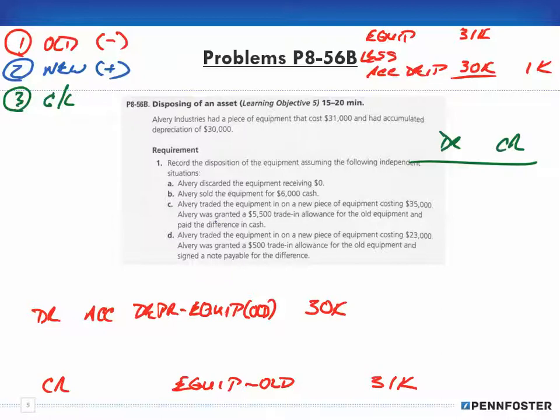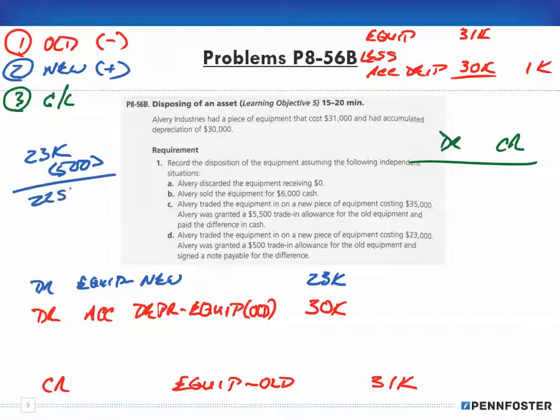What are we taking for new? Well, we trade the equipment on a new piece of equipment costing 23,000. So I'm going to debit equipment new for 23,000. Okay, so what else am I getting? Avery was granted a $500 trade-in allowance for the old equipment and signed a note payable for the difference. So if the new equipment cost $23,000 and we're given a $500 trade-in allowance, the difference is $22,500, and that is signed a note payable.